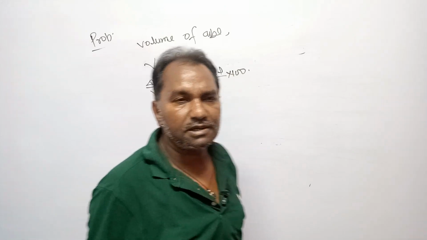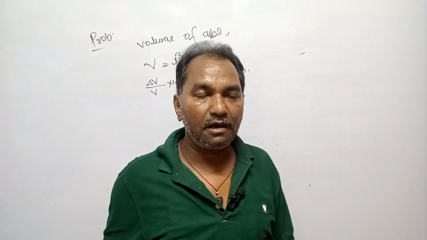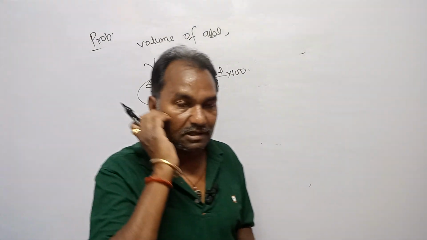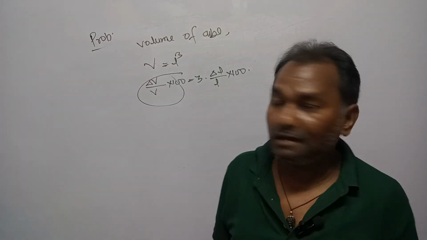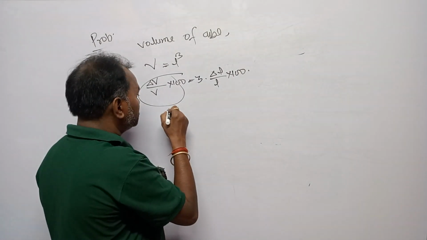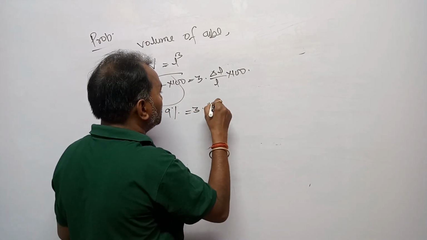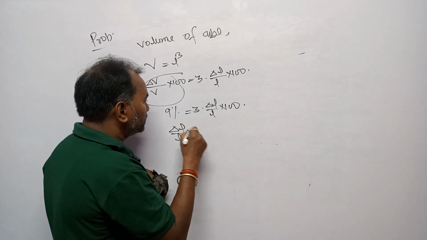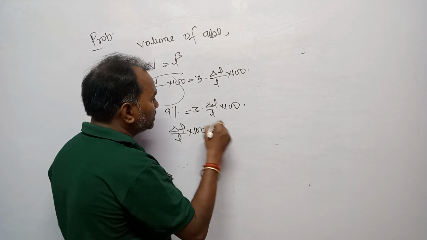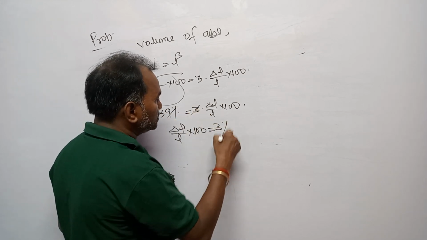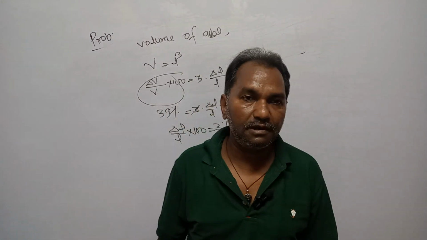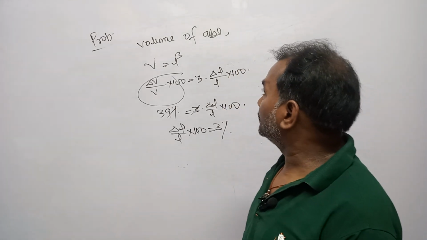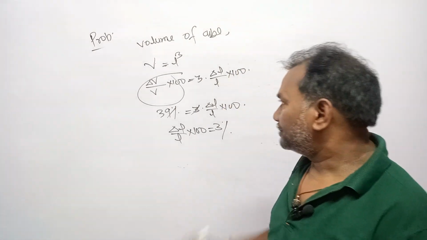Now, this time let it be given that the possible percentage error in the value of V is 9%. So 9% is equal to 3 delta L upon L into 100. So the error in the value of L, delta L upon L into 100, is 9 divided by 3, that is 3%. So if there is a 9% possible error in the volume of a cube, then the possible percentage error in its length will be 3%.